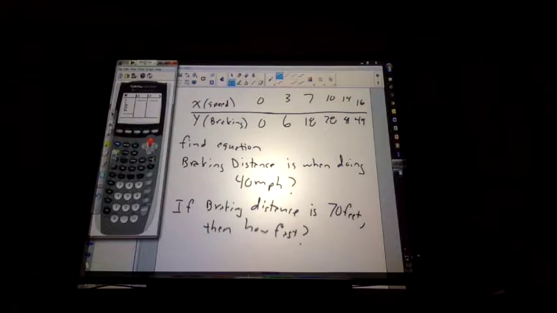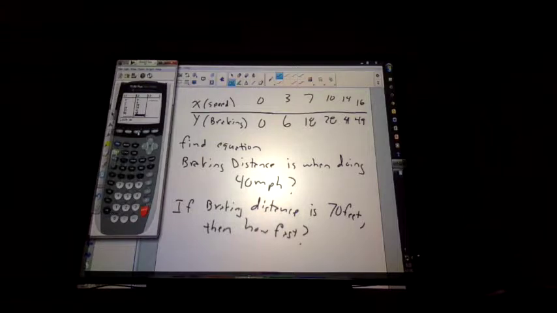Wait, so you have 2 plots on? I just have stat plot 1 on. Okay, if I have stuff listed, you go up to the top, you hit clear, then down arrow. So I'm going to plug 0, 3, 7, 10, 14, and 16 in. And then in list 2, I'm going to plug 0, 6, 18, 28, 41, 49. Would it make sense if you were doing 0 miles per hour that your braking distance is 0 feet? Yeah, I hope you're not moving if you're doing 0 or you're not having a brake.